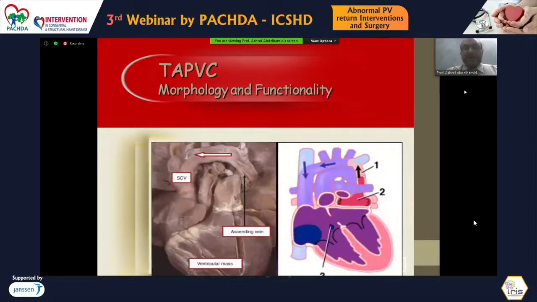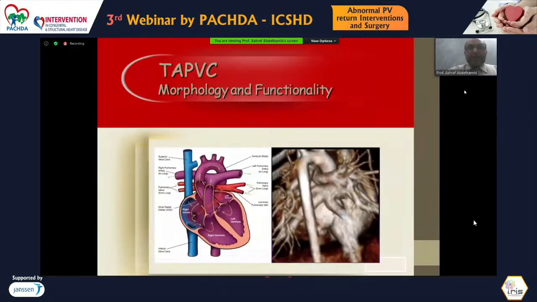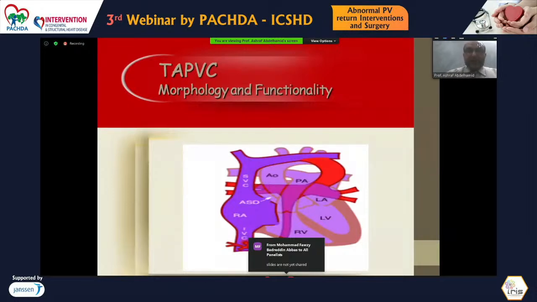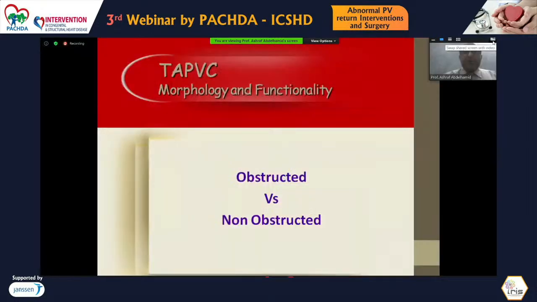As Dr. Ala said in his presentation, there are 4 forms, and the most suitable surgical classification is Darling's classification into type 1 supracardiac, type 2 cardiac, type 3 infracardiac, and type 4 the mixed form. This is one example of the supracardiac form. And this is another, type 2, the connection to the coronary sinus. And this is the cardiac form, type 2. Type 3 is the connection to the portal vein or the IVC. And the mixed one is type 4 morphology of the total anomalous pulmonary venous connection.